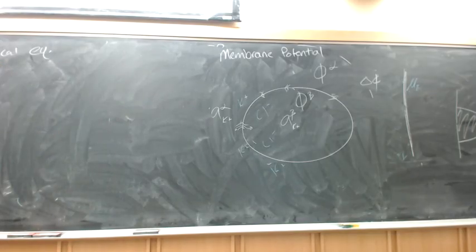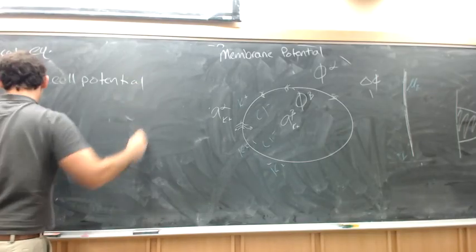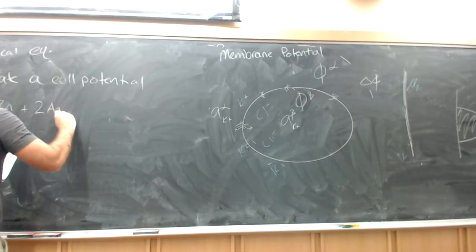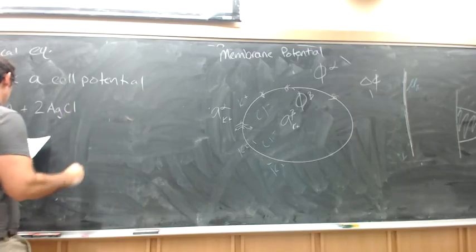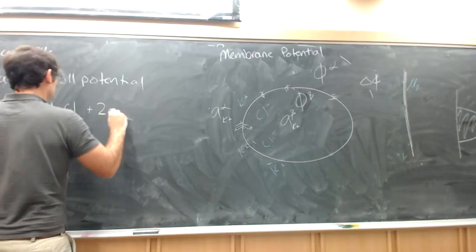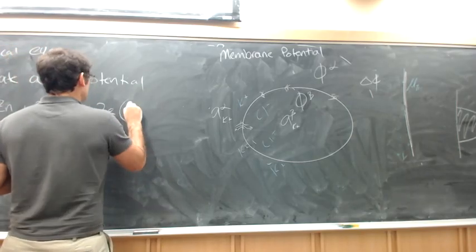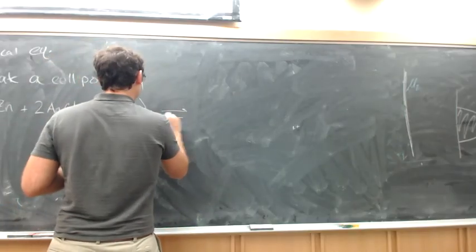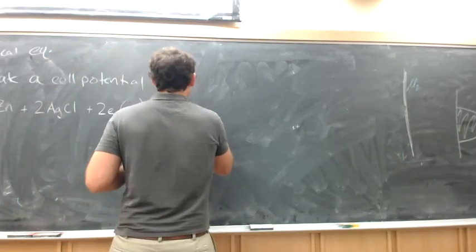So let's formulate a cell potential. We consider this reaction: zinc plus 2AgCl plus 2 electrons in a copper wire. And that's going to be in equilibrium with zinc 2 plus.